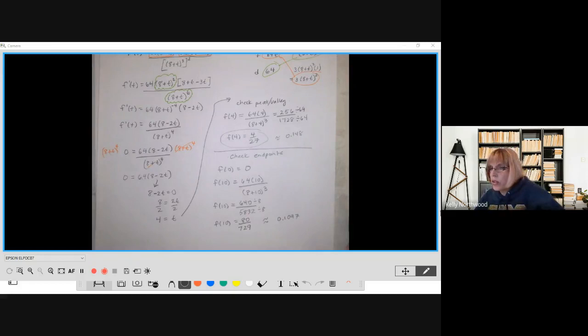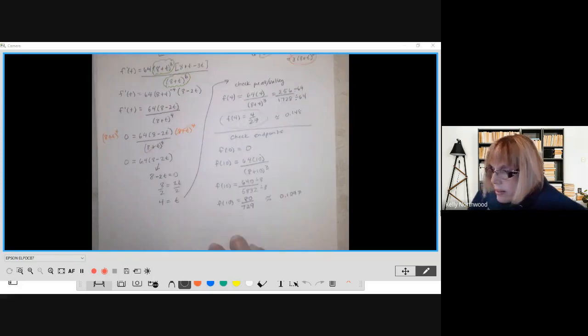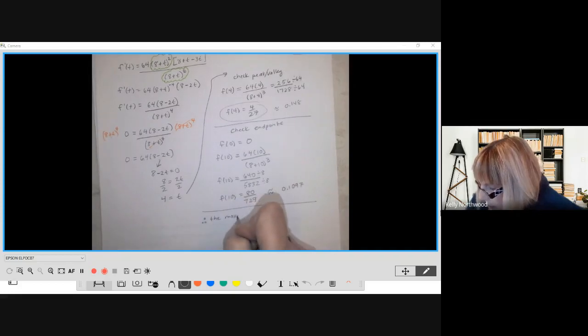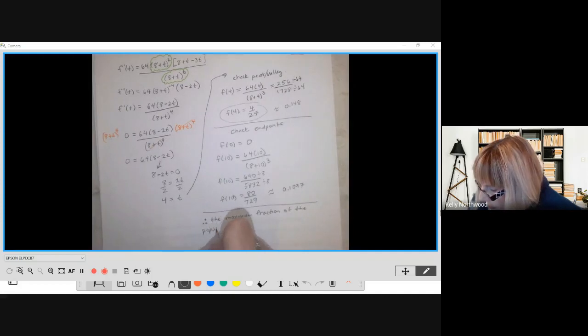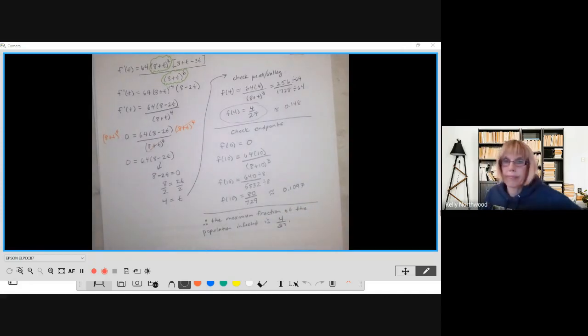And then make sure you answer the question, determine the maximum fraction of the population infected over the first 10 weeks. So therefore, the maximum fraction of the population infected is 4/27.